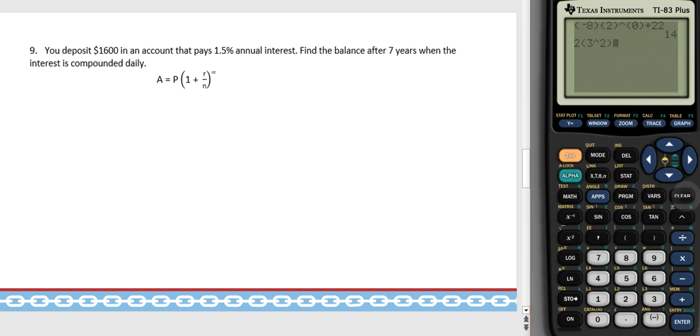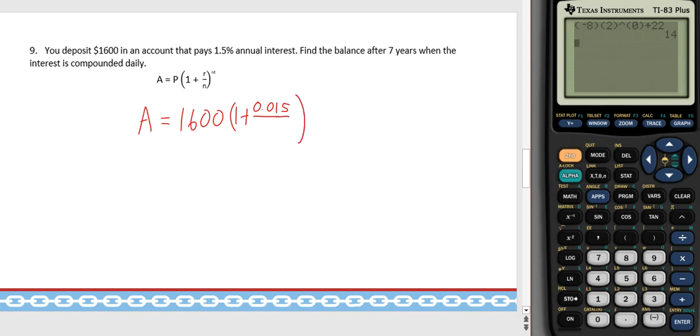Compound interest problem. We're going to put a lot into the calculator here. Start off by filling in our equation. Our amount is equal to principal, that initial deposit, $1,600, times 1 plus our interest rate, which is 1.5%. We need to turn that into a decimal.